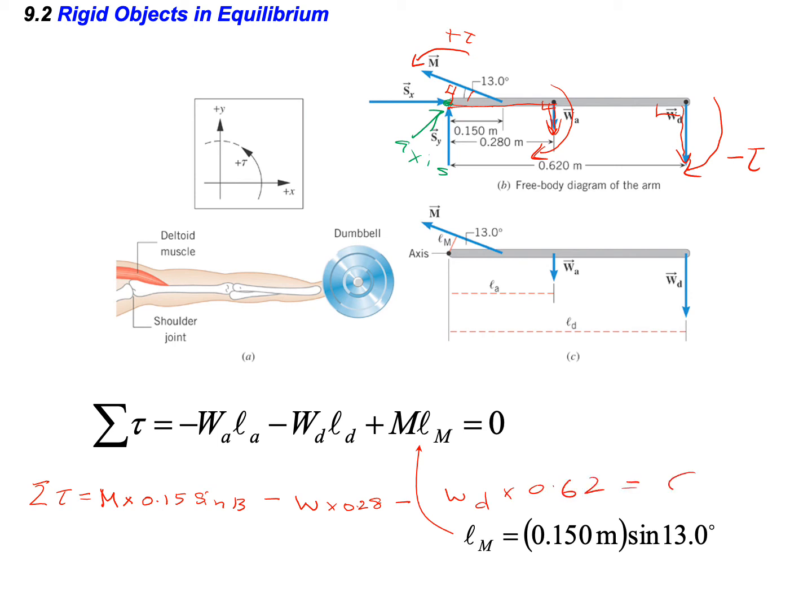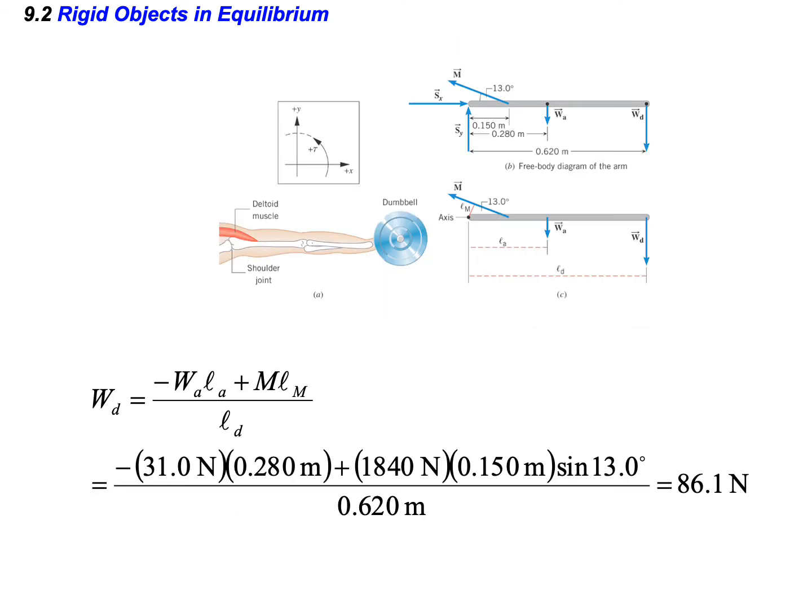If you add these three torques, since it's equilibrium, they equal 0. So the weight of the hand is given, the force from the muscle is given, so you can calculate the weight of the dumbbell. When you substitute the weight of the hand and the force from the muscle, you can get the weight of the dumbbell, which is 86 newtons.